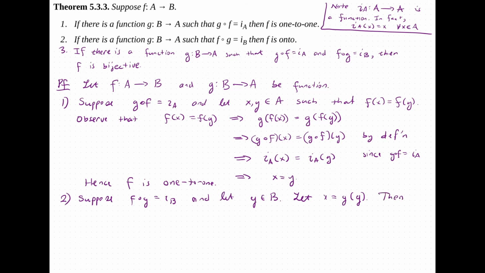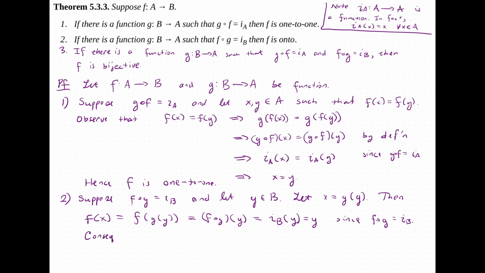Then we have that f evaluated at x is equal to f of g of y, which is equal to f compose g of y, which is equal to the identity on B by assumption, evaluated at y, which is equal to y, since f compose g is the identity on B. Consequently, f is onto. And we're done with this case.